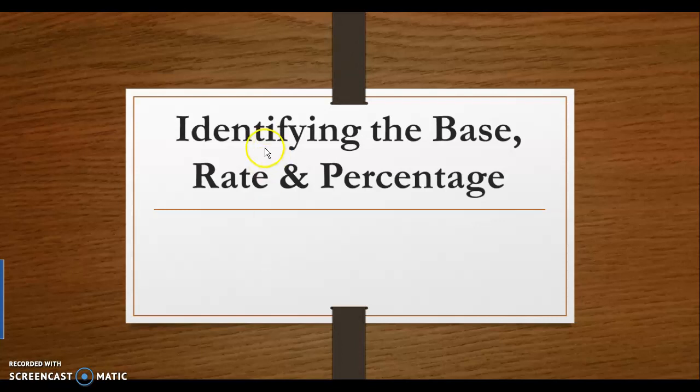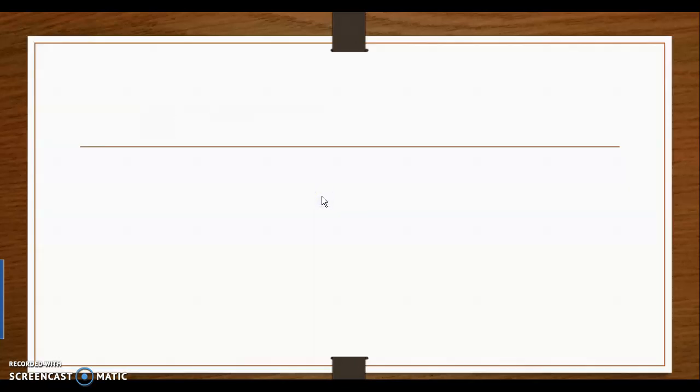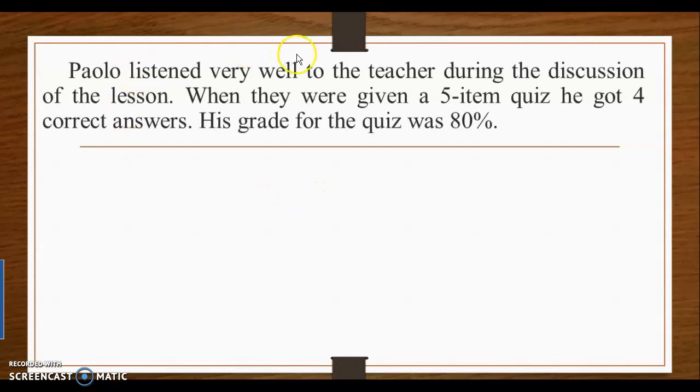Our lesson for today is about identifying the base, rate, and percentage. Before we start, let's have this problem opener. Paula listened very well to the teacher during the class discussion of the lesson. When they were given a 5-item quiz, he got 4 correct answers. His grade for the quiz was 80%.